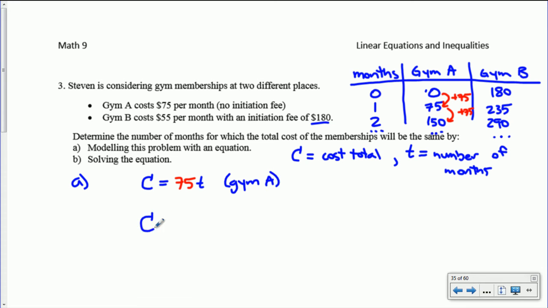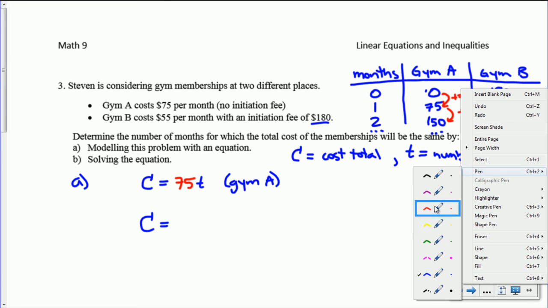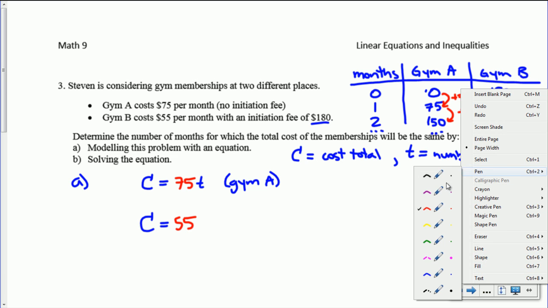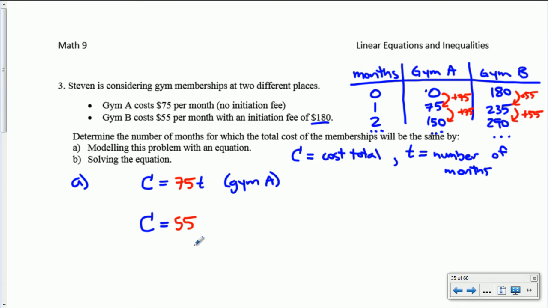And for gym B, we're going up by $55 per month. So plus 55, plus another 55. So if you find that helpful, by all means, sometimes it might help you to present the data in a table. So 55t plus 180. So that would be for gym B. So you can check that that lines up with our data here.